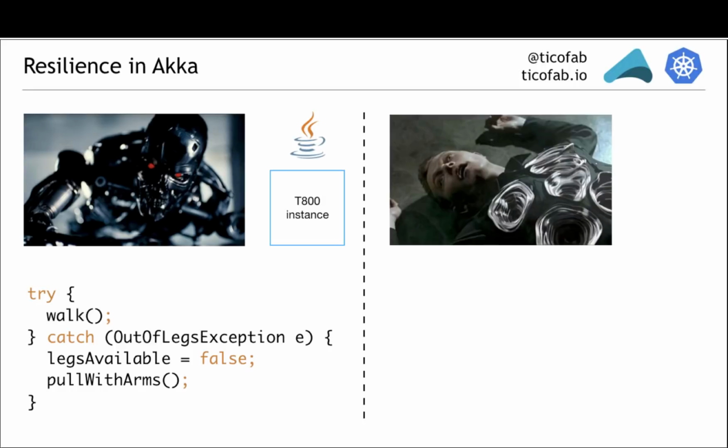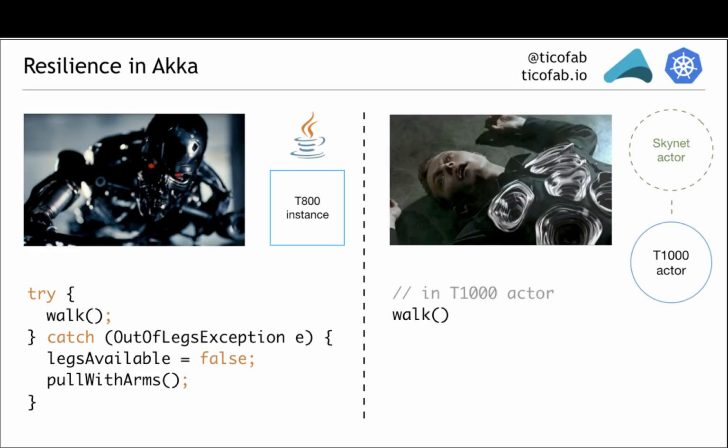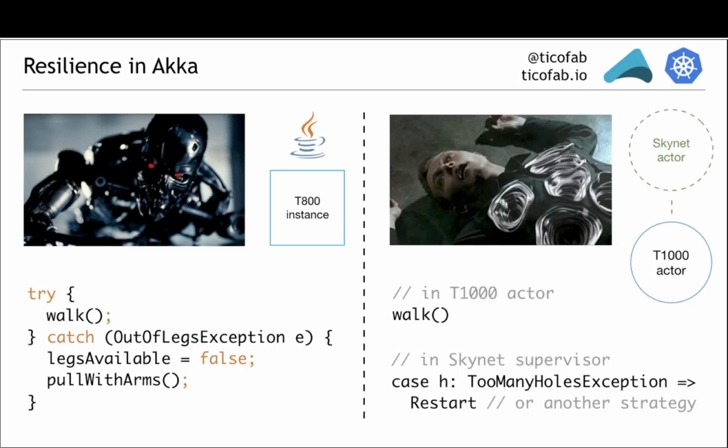How about the Akka world instead? Now, this guy, the T1000, is an actor, and the code inside this actor will be as simple as walk. Now, if something goes wrong, this actor has a supervisor, the Skynet actor right there, and inside the Skynet supervisor, we'll have something like this, where if we detect that the too many holes exception is being thrown, then we can decide to restart our actor, and it will spin up fresh as a daisy.